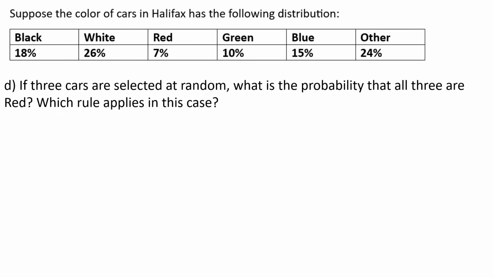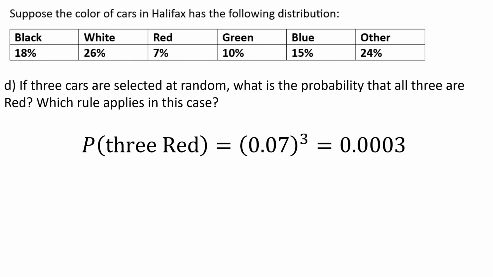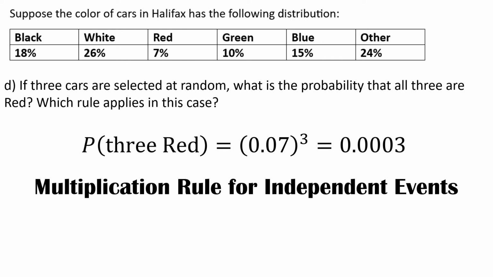If 3 cars are selected at random, what is the probability that all 3 are red, and which rule applies in this case? Well, again, the probability that a car is red is 7%. So the first car has a 0.07 probability of being red. The second car, 0.07 probability, and the third car, the same. So the probability that you get 3 red cars is just 0.07 to the power of 3, 0.0003. And so that, again, makes use of the multiplication rule for independent events.